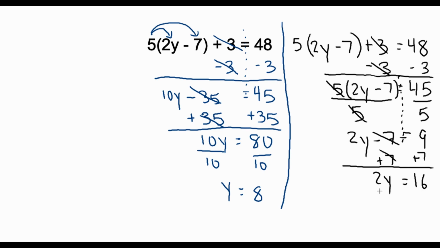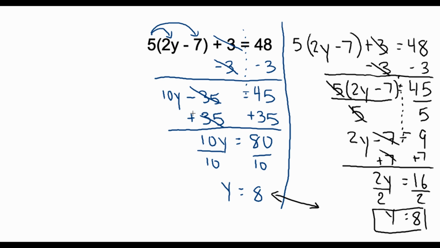Final step, divide by the coefficient. In this case, the coefficient is a 2, leaving me with y equal to 8. All right, as you can see, I got the same answer here. Now, this method, again, was used. However, you had to do it after the 3.